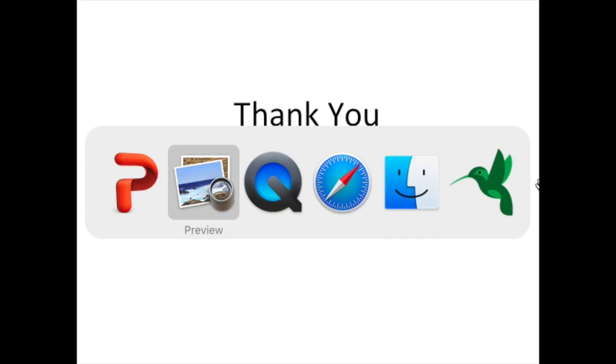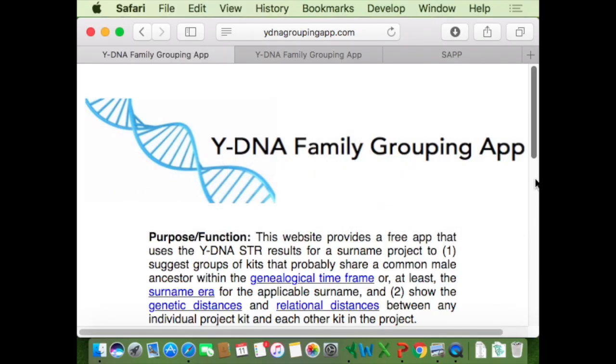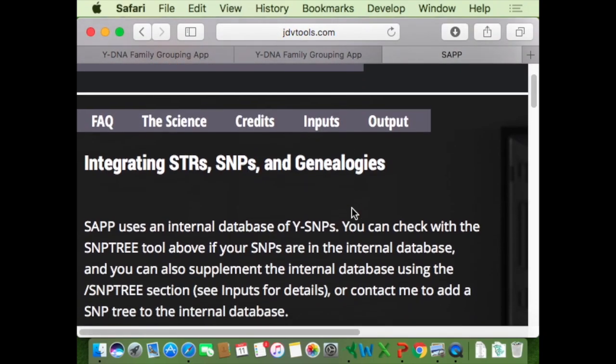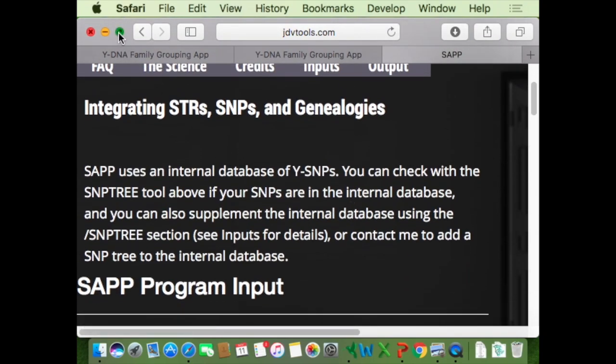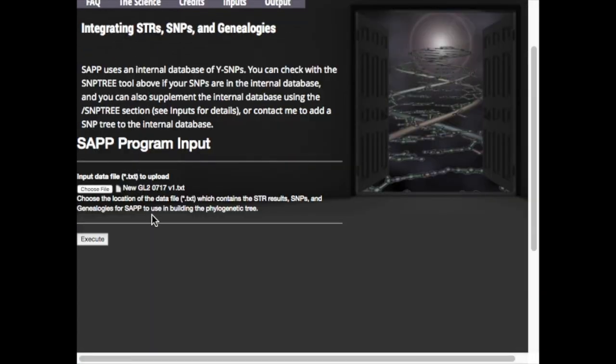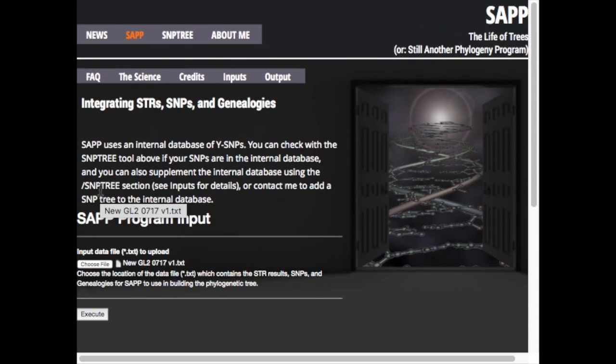What you do is you have a text file, a TXT file. If I make that big, there we go, and that's the TXT file there. You actually input the data into the TXT file. There are instructions by clicking on the FAQ or the inputs on the SAPP website. It actually gives you instructions of what to do.